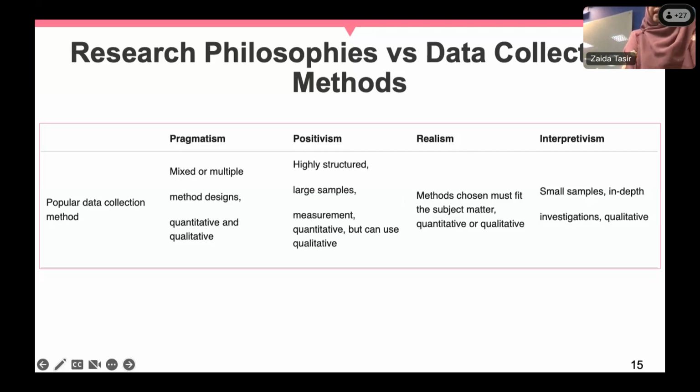I think I saw someone asking in the chat. What is the question? How come interview is not okay? Interview is not a research design. Interview is a data collection method.